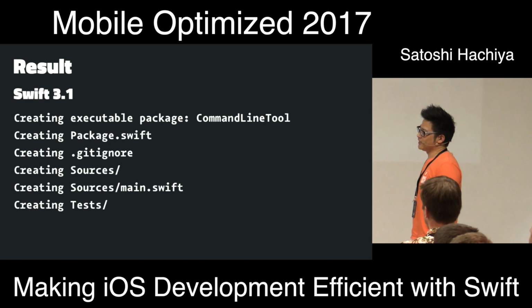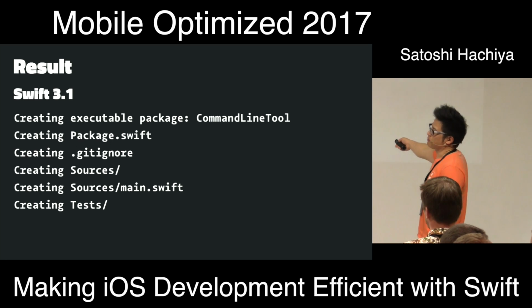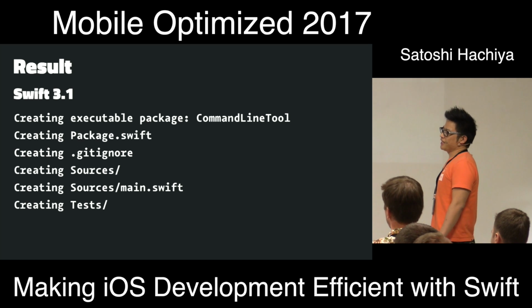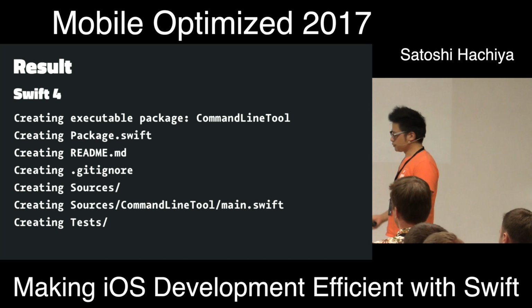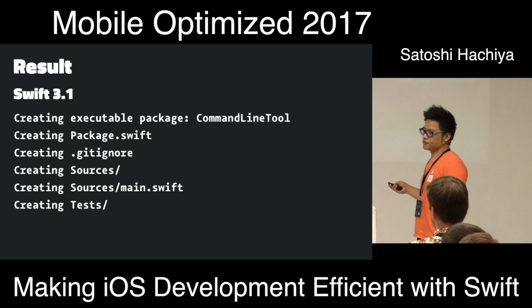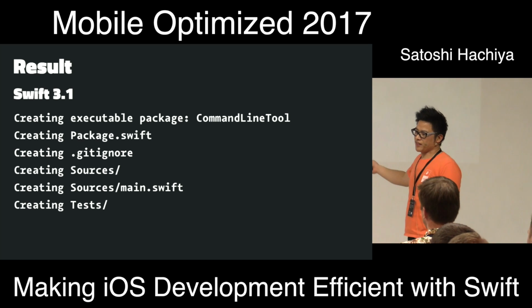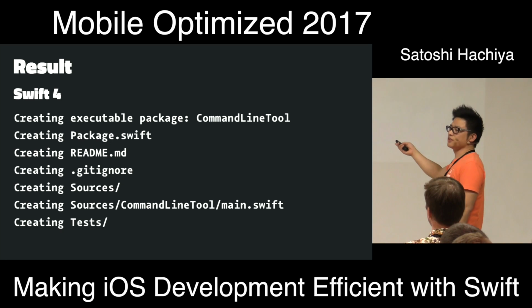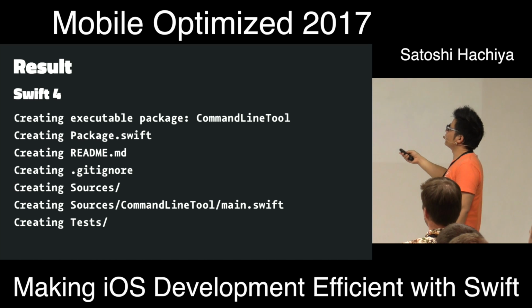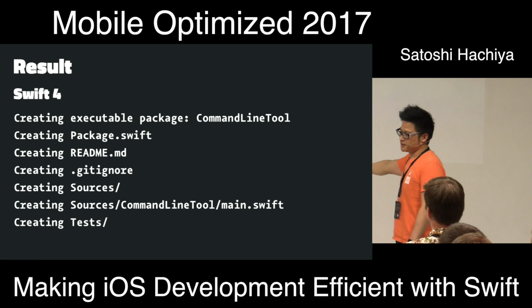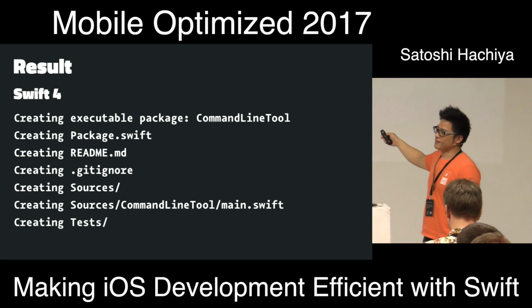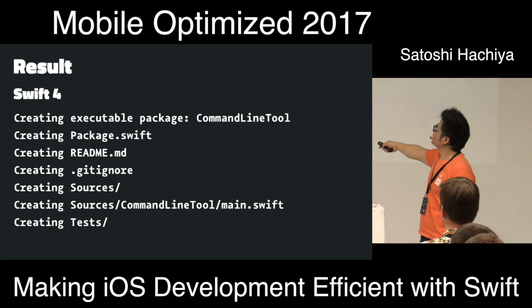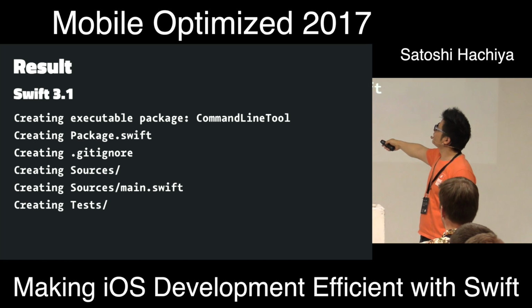And then run the swift package init command with --type executable. The result using Swift 4 is different from Swift 3.1. This is Swift 4. And this is Swift 3.1. In Swift 3.1, README is not created. Swift 4 creates README.